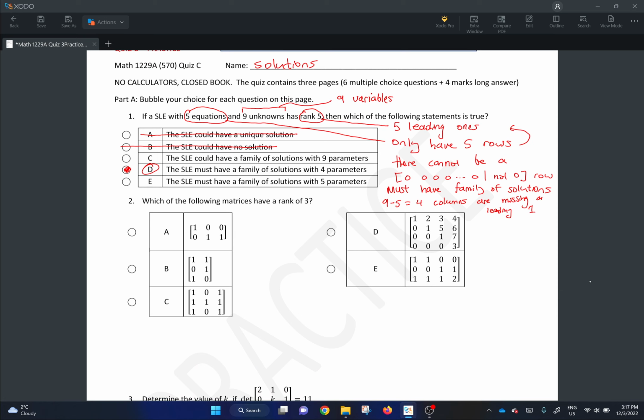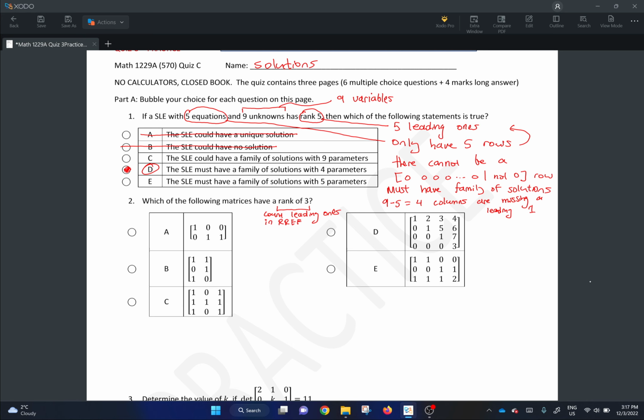Okay, 2. Which of the following matrices have a rank of 3? Rank means count leading 1s in a row-reduced matrix. Count leading 1s in the RREF. And we want that to be 3.